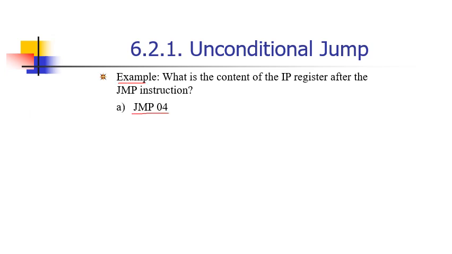Jump 04. What kind of jump? This is an unconditional jump. It's unconditional because we did not check any of our flag bits to be set or reset. The operand is 8 bits, so we have an 8-bit operand, which means this is a short jump.